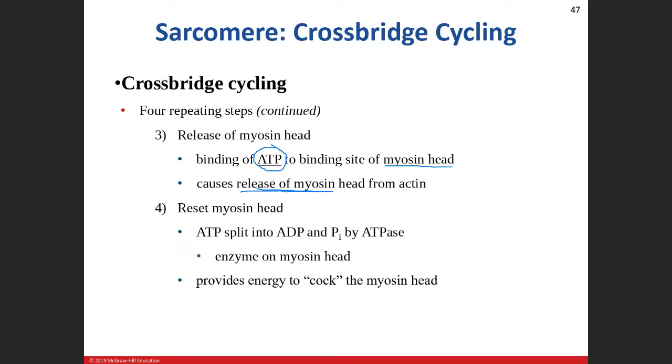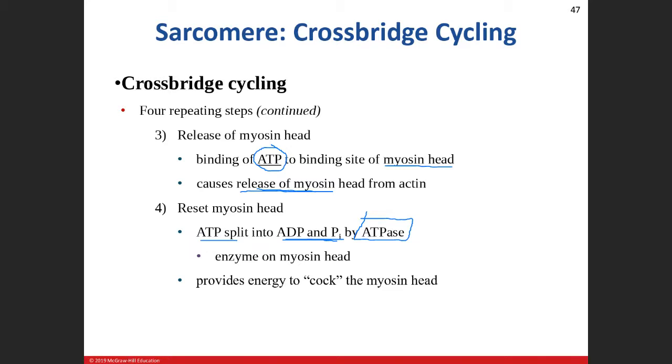In doing so, we move into the fourth step. That ATP splits into ADP and inorganic phosphate. The enzyme, this is important, you want to know the name of this enzyme, it's easy: ATPase. ASE is an enzyme, so we name it ATPase. This enzyme lives on the myosin head.